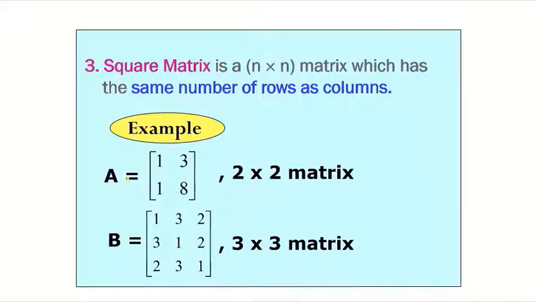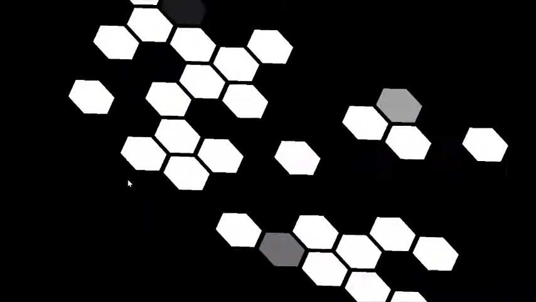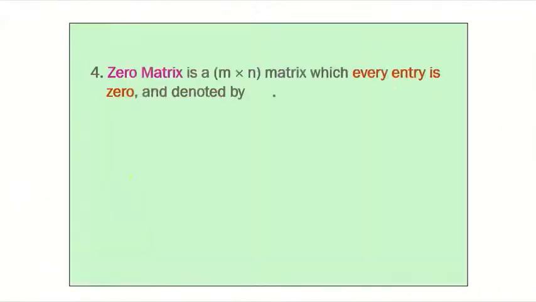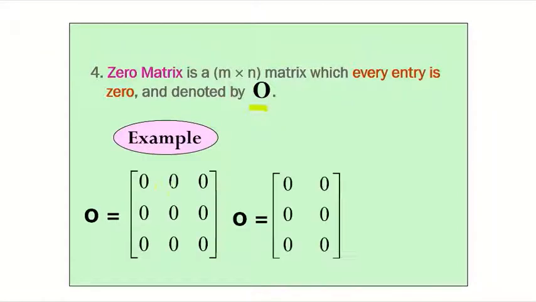Okay, then number 4, we have the zero matrix. A zero matrix is a matrix with all entries equal to 0. This is the shape of the zero matrix. We use the capital letter O. For example, we have a 3 by 3 matrix. Then other examples, we have 3 by 2 and 2 by 2. All the entries are 0.